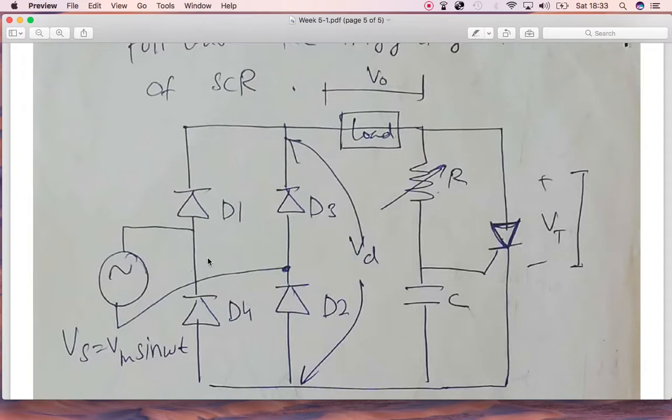The same will happen during the negative half cycle. During the negative half cycle, this is positive, this is negative, and the direction of the current will be from here to here to here to here, not from here because it is off. It will be here, and then it will come over here, and then to here. And when this capacitor is completely charged, it will discharge and turn on the SCR, and the direction of current will change from here to here, and all the supply voltage will appear across the load.